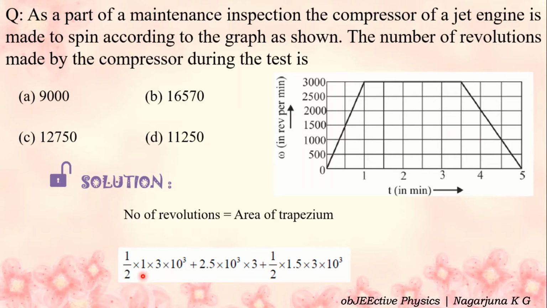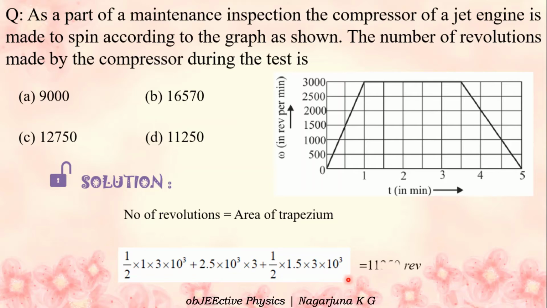That is first triangle, half into 1 into 3 into 10 cube plus 2.5 into 3 into 10 cube plus half into 1.5 into 3 into 10 cube. By simplifying it, we will get the answer is 11,250 revolutions.